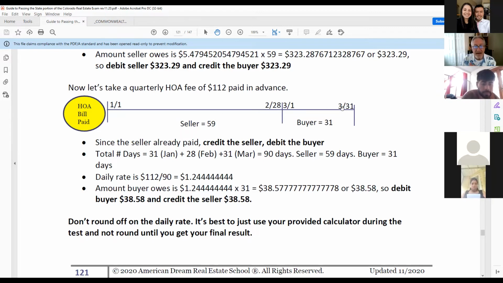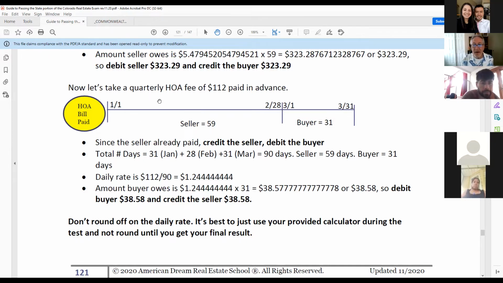So we have our timeline. We draw the closing. This is the same transaction, closing on the 1st. We calculate the days again, seller on the left, buyer on the right. We could do this by using our cheat sheet. We get the daily rate, $112 divided by 90 days in a quarter, which gets us a daily rate. The buyer's got to owe, because the seller paid it up front.